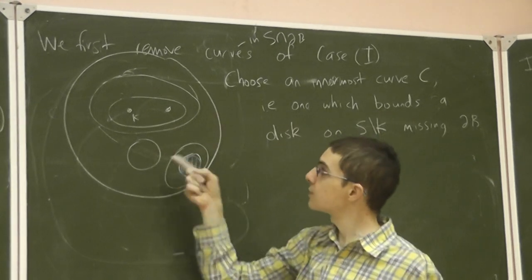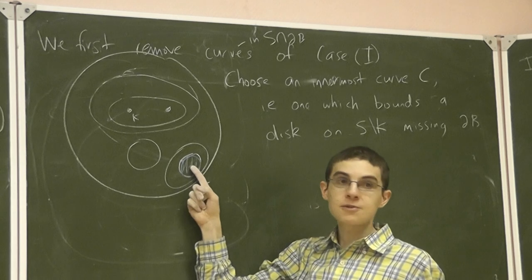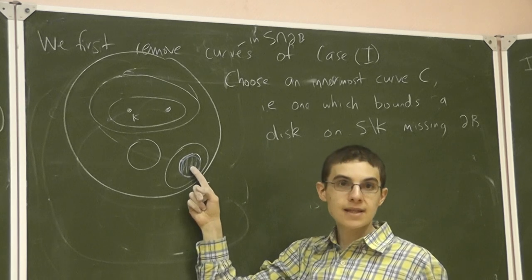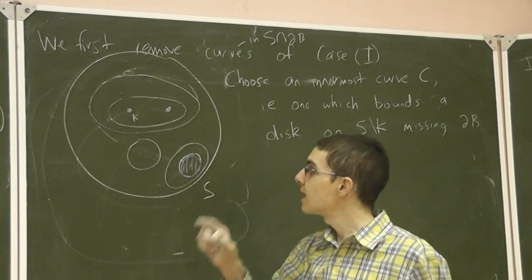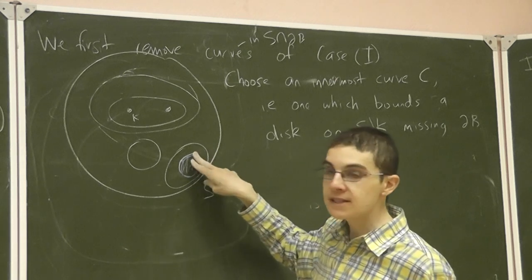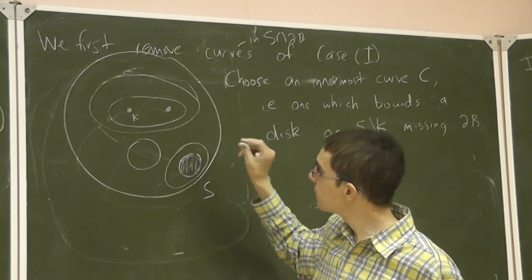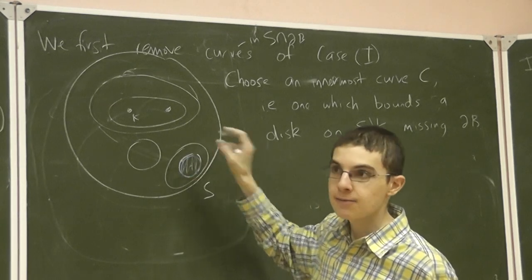Okay, so we have all these circles, and we start off by choosing one that bounds a disk that misses all the other circles. We can always do that. And then what we're going to do is get rid of this one, and then we remove the next innermost one, and we continue on.